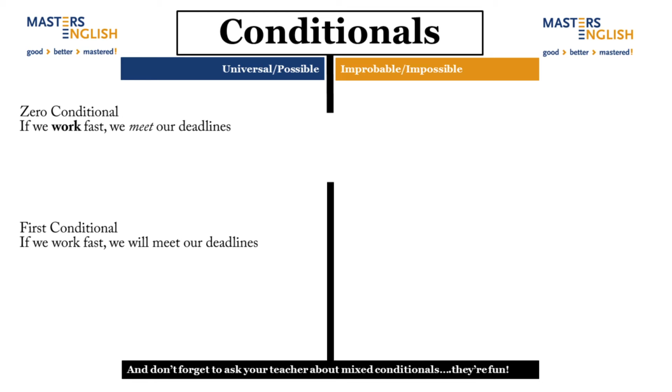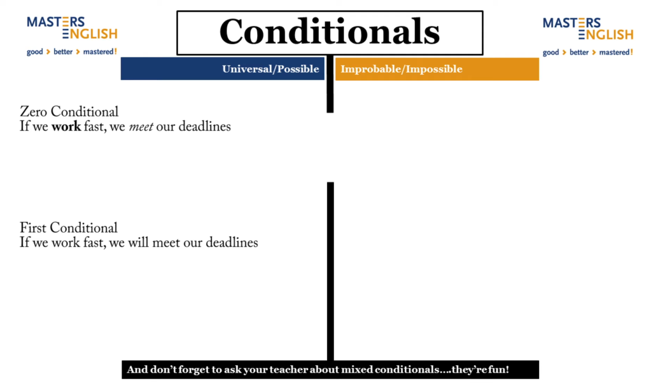Let's start with the sentence, if we work fast, we meet our deadlines. Here you see quite clearly we have a conditional sentence because a conditional sentence has an if clause and a main clause. This if clause establishes the condition, and the main clause is only valid when the condition in the if clause has been met. So let's take a look again. If we work fast, we meet our deadlines.